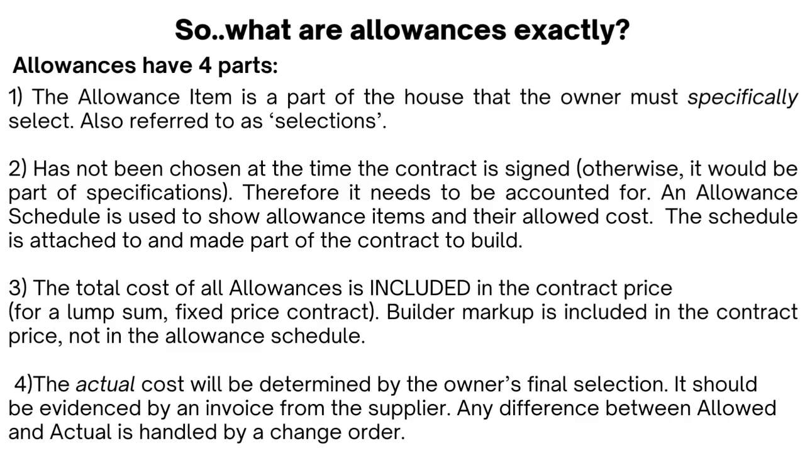What are allowances, really? The allowance item is a part of the house that the owner must specifically select, also referred to as selections. Now, I use the word specifically here because it's very important. What that means is when you go to a supplier, say a showroom locally or even an online supplier, what you will do is you will say, I want that pendant light, or I want that bathtub, or even that brick, that color, that size.